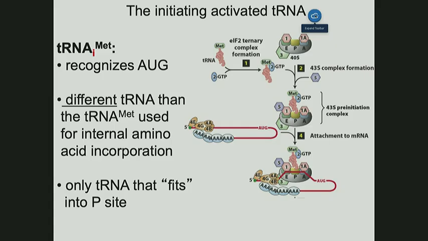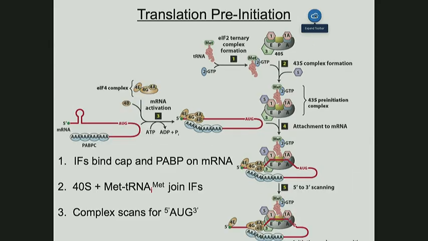There are initiation factors, or IFs. So this one is IF2, for example, that binds to the tRNA, as well as the small ribosomal subunit. And so these all come together in a complex to then find the 5' end of the messenger RNA to start looking for that start codon.